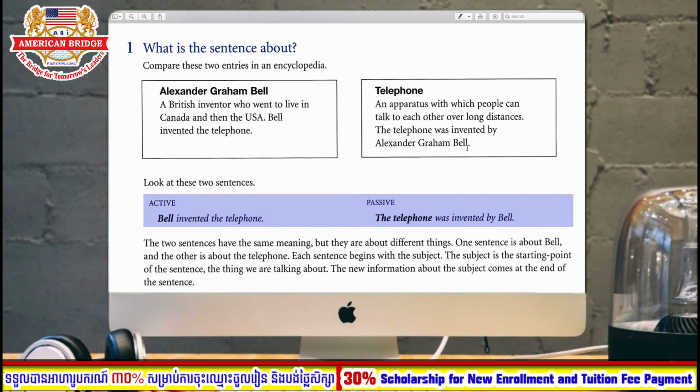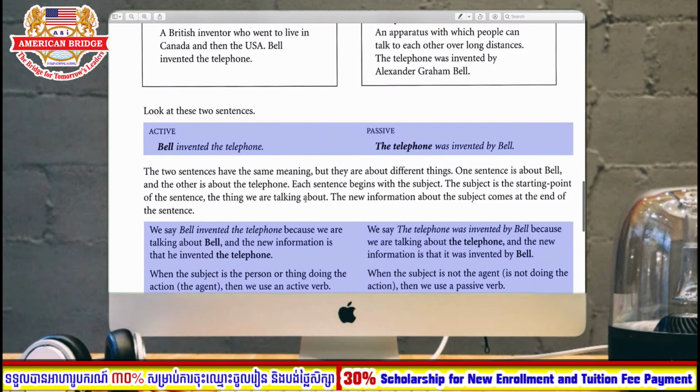On the other hand, if you look at this paragraph, "an apparatus, which means a very modern equipment with which people can talk to each other over long distance, the telephone was invented by Alexander Graham Bell." This paragraph pays close attention to the telephone. It is not about the people who invented it. The people who invented it give extra information, but the person here is not really important. The important thing is the telephone, okay?